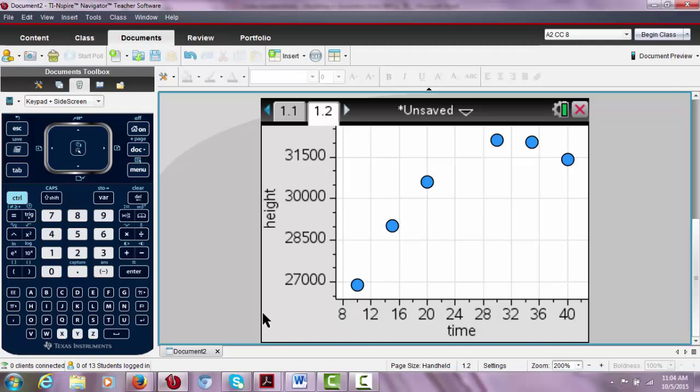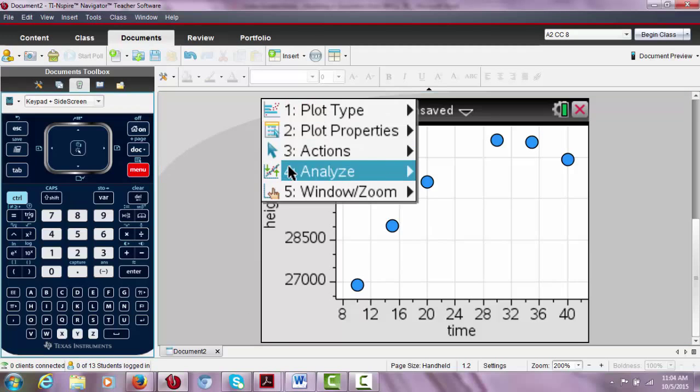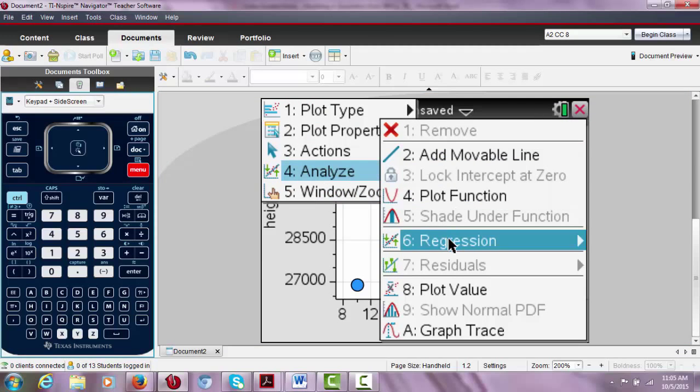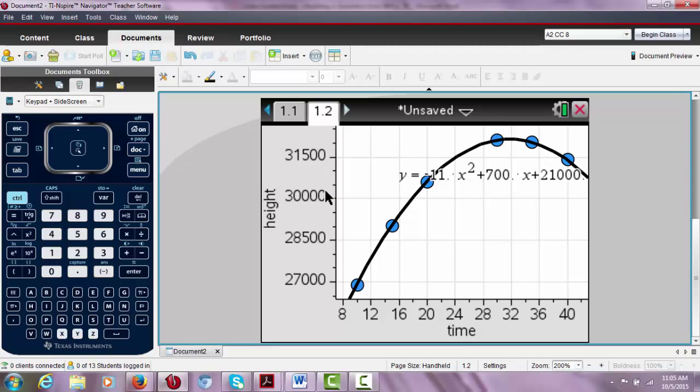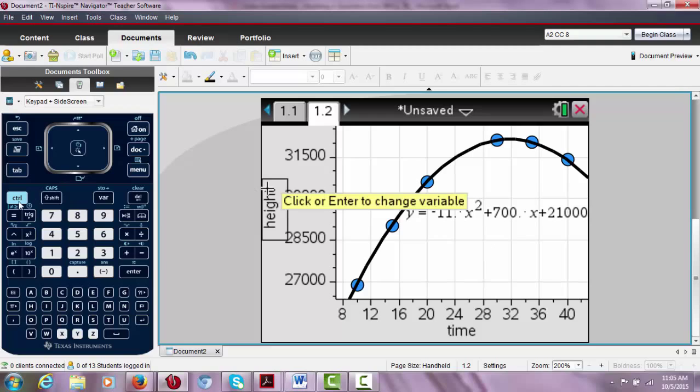Now what we want to do is find the model that best fits it. And since it is a parabola, we go to Analyze, Regression, but we choose Quadratic. Quadratics are parabolas. Show Quadratic. And there is our function. Again, y equals negative 11x squared plus 700x plus 21,000. Much faster and easier without the system, but sometimes you have to do the system.